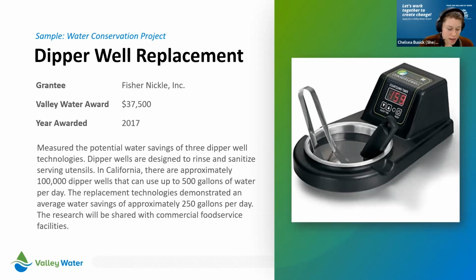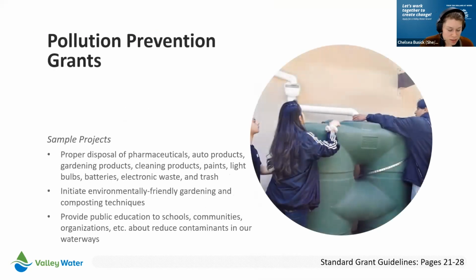On the next slide, we have pollution prevention grants. They are for projects that reduce contaminants, including emerging contaminants, in surface or groundwater. Some of these sample projects could include public education to prevent and teach proper disposal of pharmaceuticals, auto products, gardening products, cleaning products, paints, light bulbs, batteries, electronic waste, and trash.